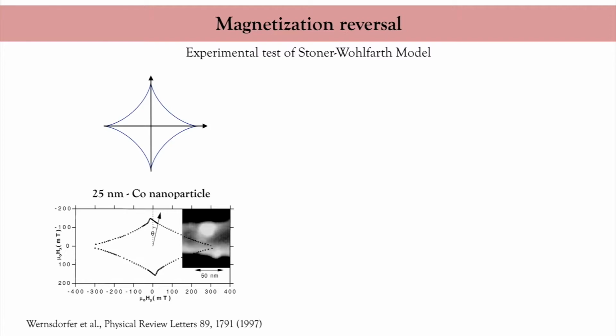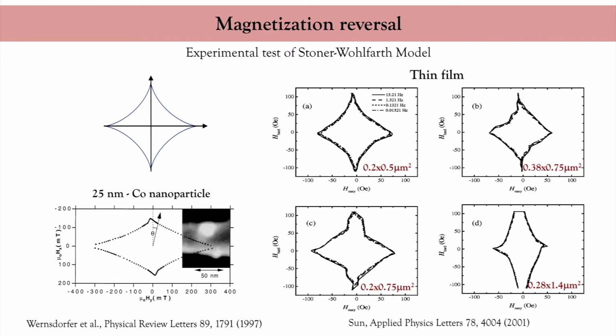Now, what happens to thin films? Here I show the study performed by Jonathan Sun's group at IBM. They used permalloy thin films with a thickness of 1 nanometer, nano-patterned into rectangular shapes with an aspect ratio from 2 to 5.